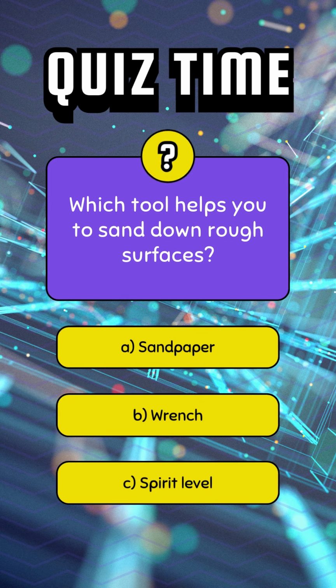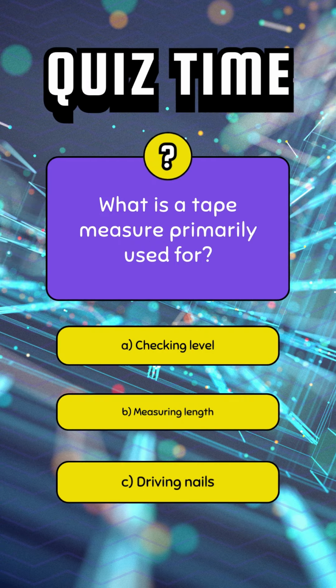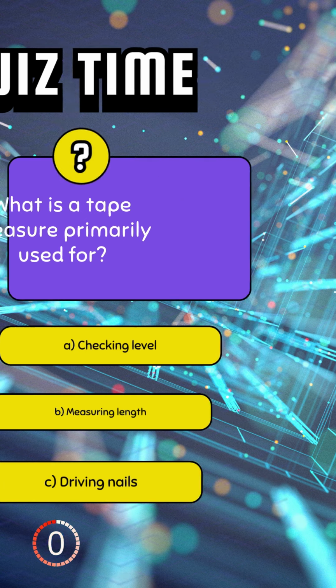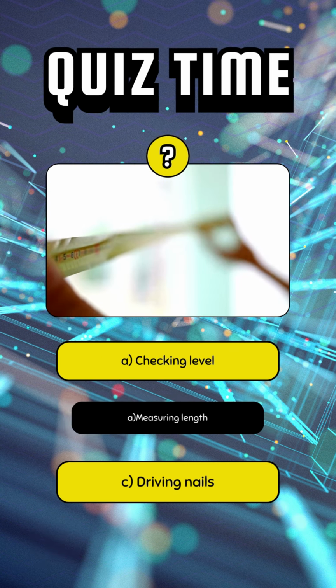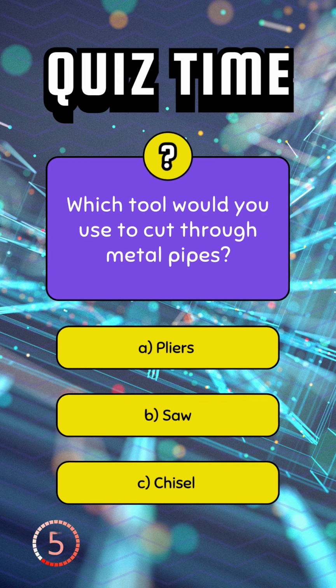Which tool helps you to sand down rough surfaces? What is a tape measure primarily used for? Which tool would you use to cut through metal pipes?